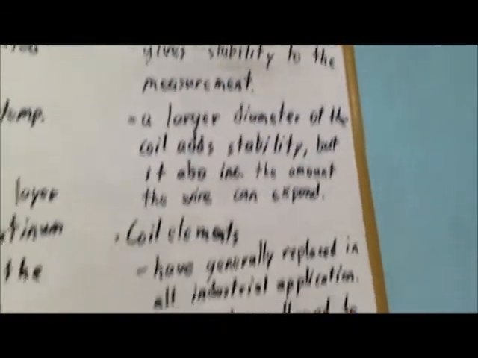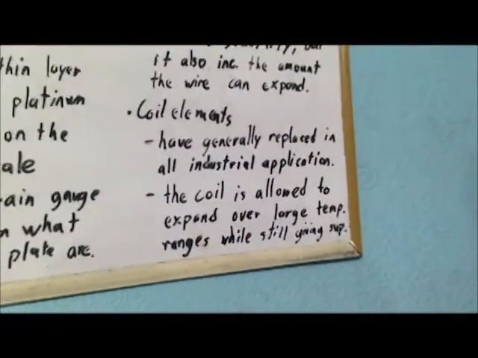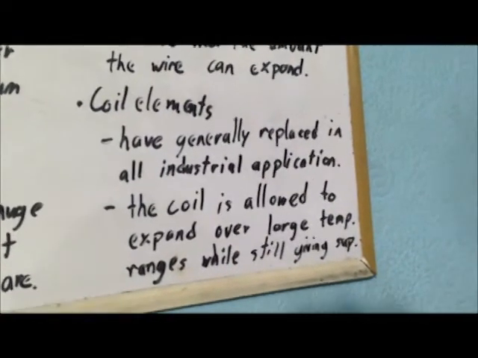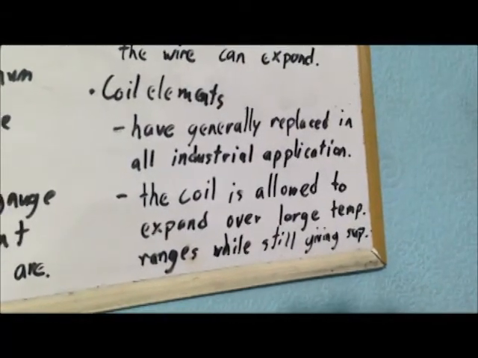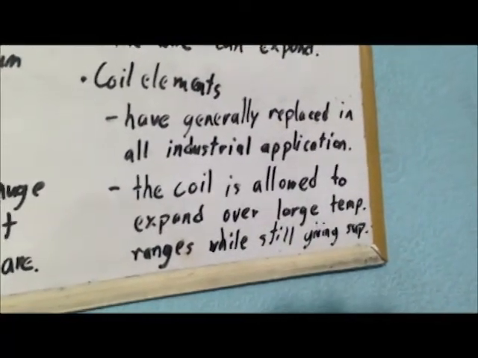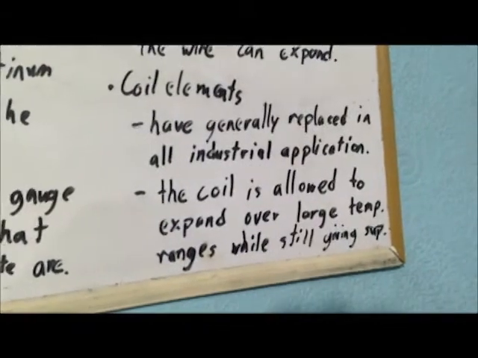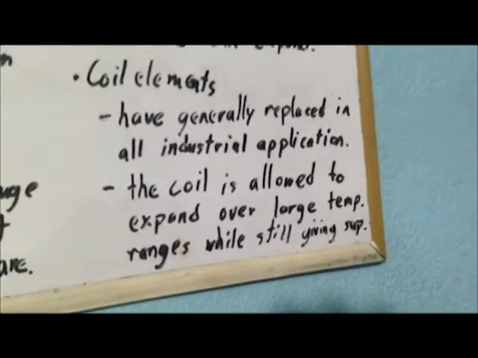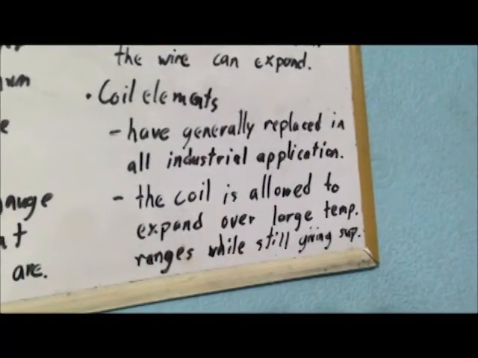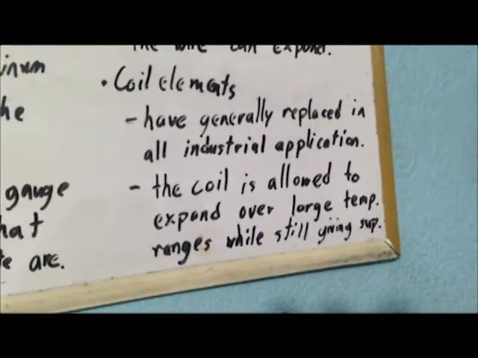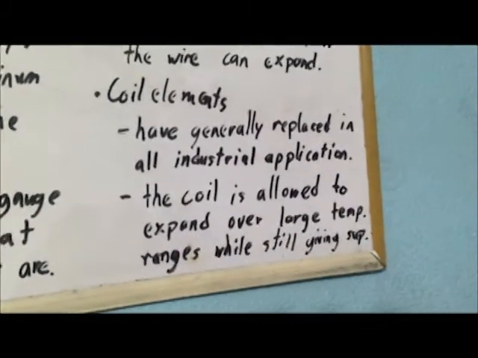And lastly is the coil elements. They are similar to wire wound thermometers and have generally replaced them in industrial applications. The coil is allowed to expand over large temperature ranges while still giving support, and this allows for a large temperature range while decreasing the drifts.